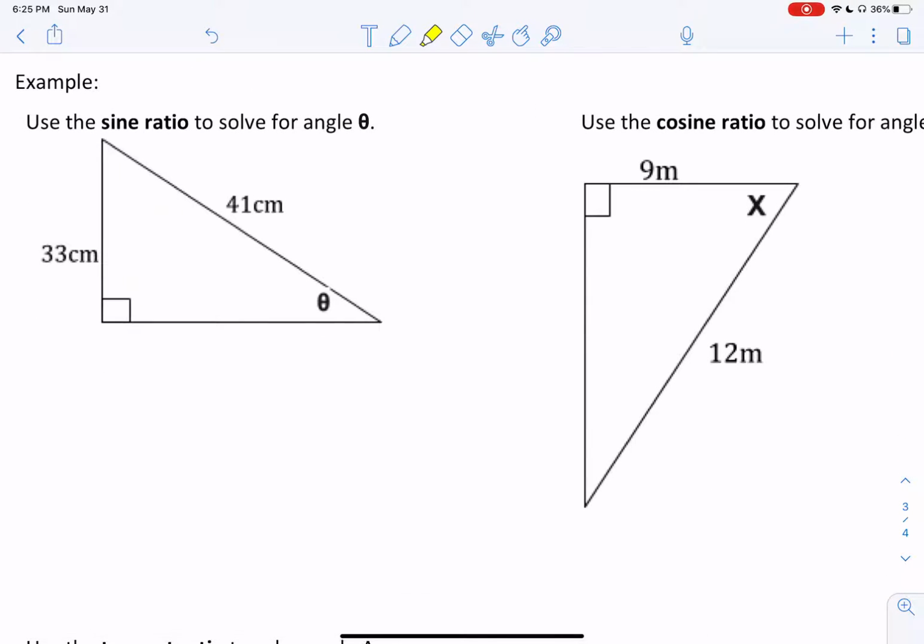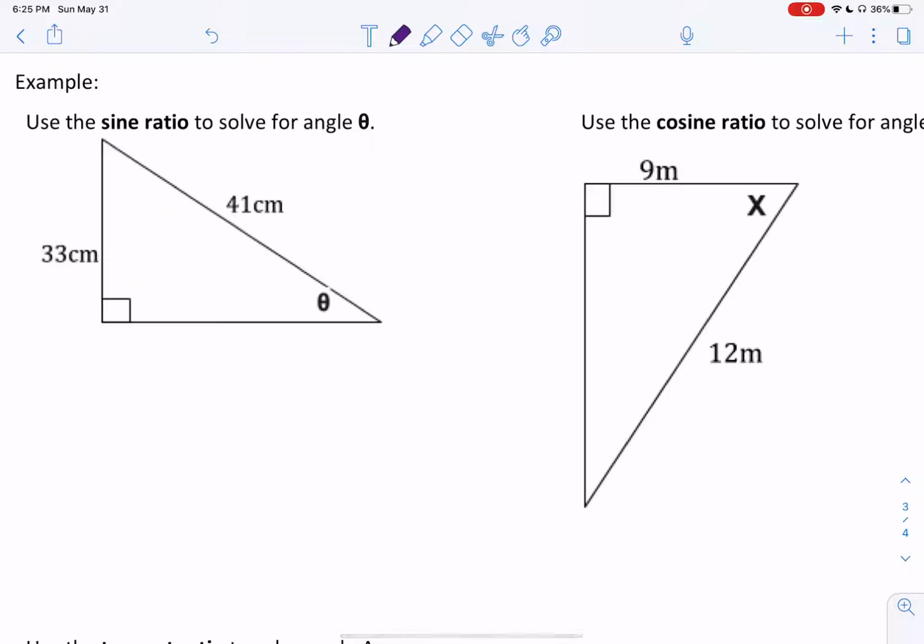For this example, we're going to use the sine ratio to solve for angle theta. Very often, angles are denoted by a Greek letter. If you go online and you're looking up Khan Academy videos or Purple Math or Wolfram Alpha, something like that, you'll often see Greek letters, especially theta, for our angles. So I wanted to do an example like that so you had seen it before.